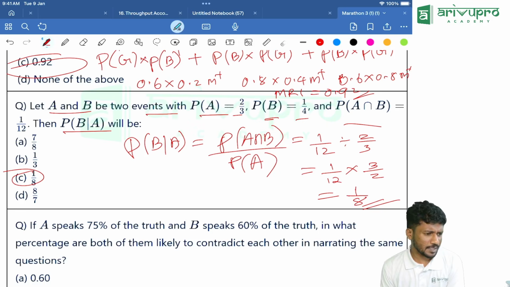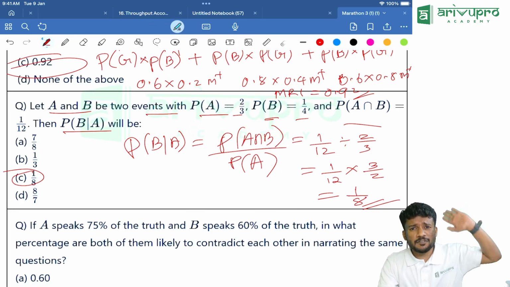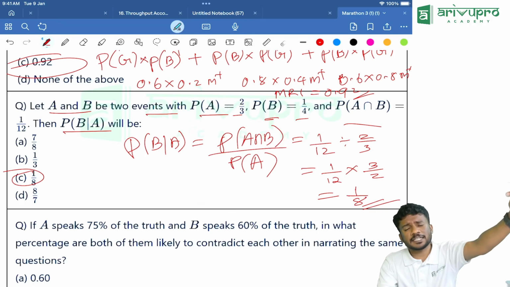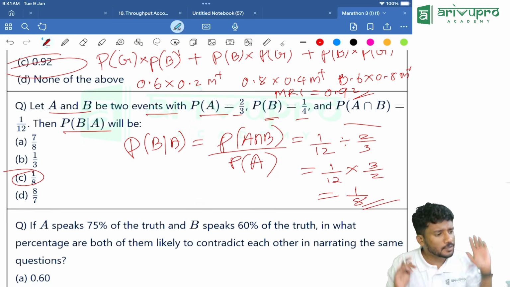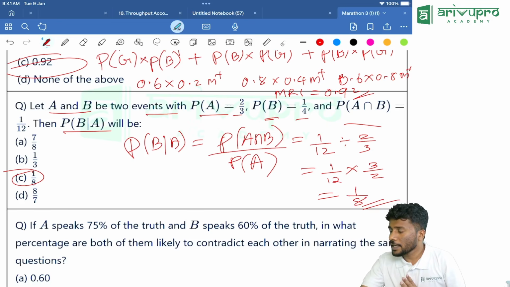Use the calculator, that is easier. If you are having a problem, first find 1 by 12, then save that value, or find 2 by 3 and save that value. Then type 1 by 12 divided by MRC. You will get 1 by 8. Option C is your answer. Everyone got the same answer? I think someone may have a different answer. No, everyone got the same answer.